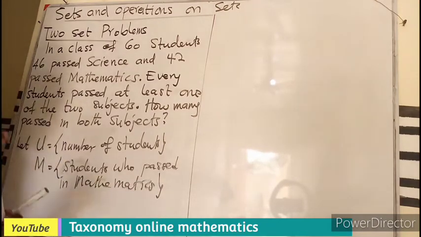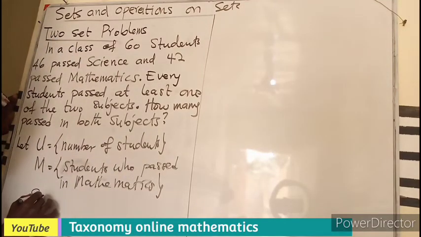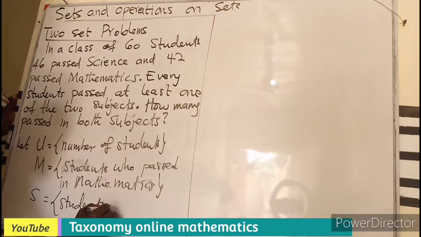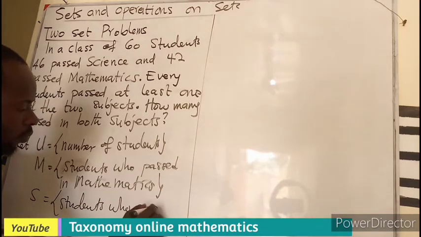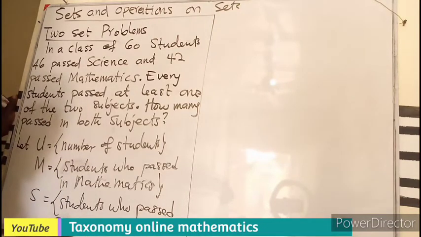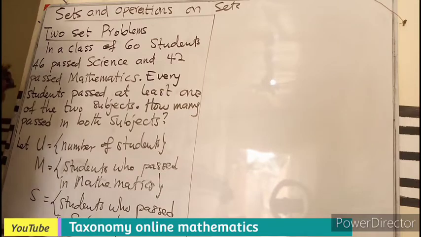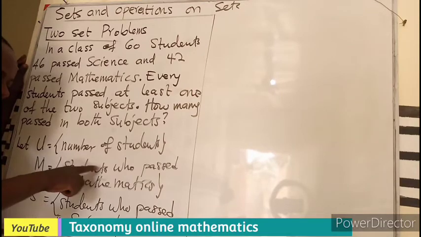Students who pass in what? Mathematics. Then we use S to represent student. So these are the three sets, because we have the universal set and two subsets. Now we are only using M, a letter representing mathematics.